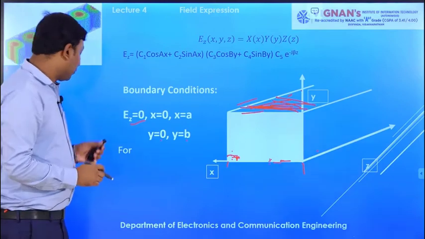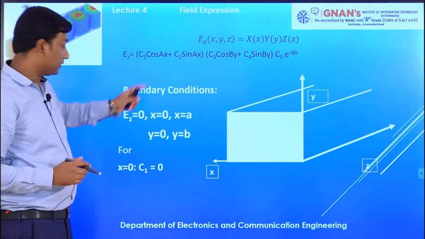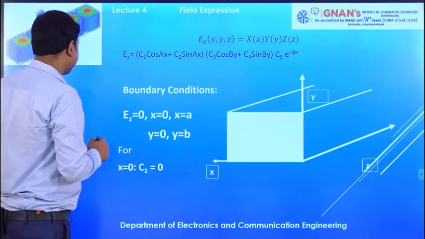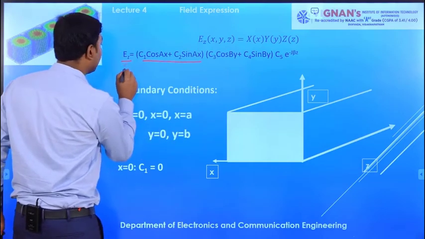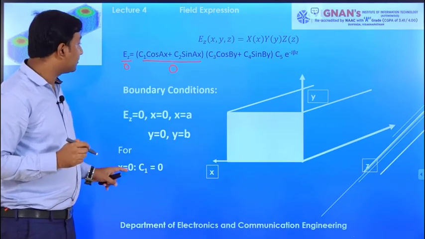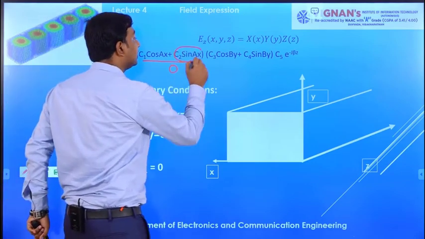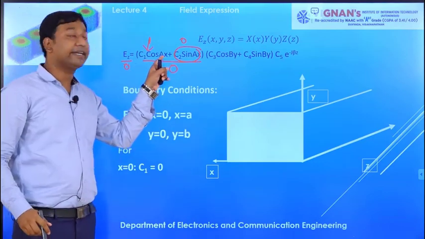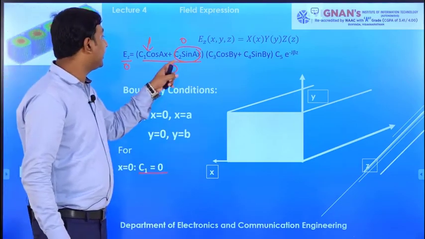So for the X of 0 case, the C1 value will be 0. How is the C1 value 0? When we put x equal to 0, Ez must become 0 for this part only. Because cos 0 is 1, C1 must be 0. So we are getting the C1 value as 0.